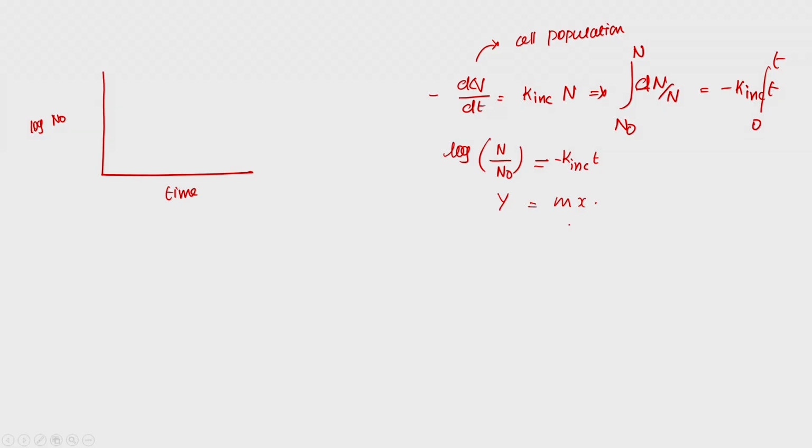So, now I am plotting time versus N upon N naught. So, N is what? The cell population at that particular time. So, N naught is nothing but the initial cell population, right. So, because it is a negative slope, the slope is nothing but k_inact, right. So, this is the way I will relate.